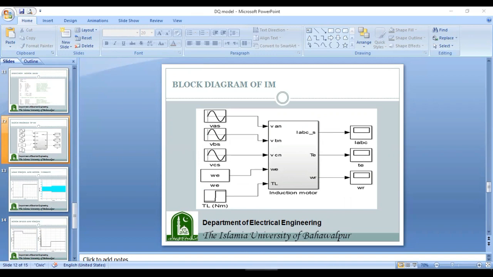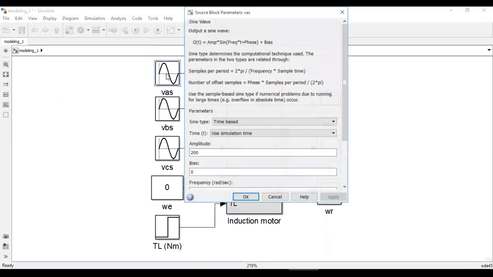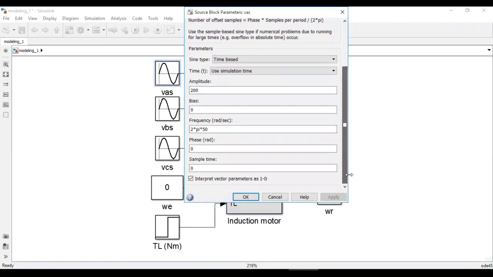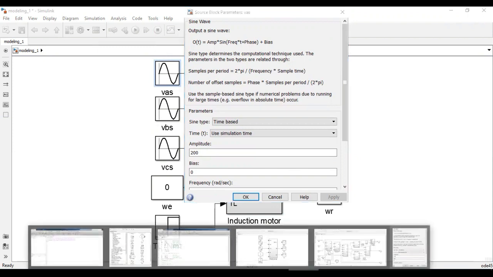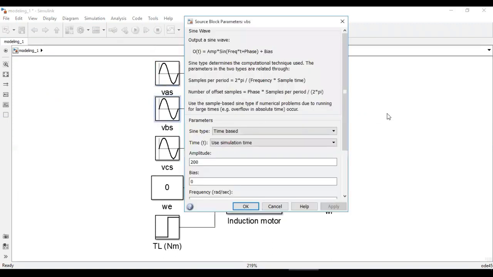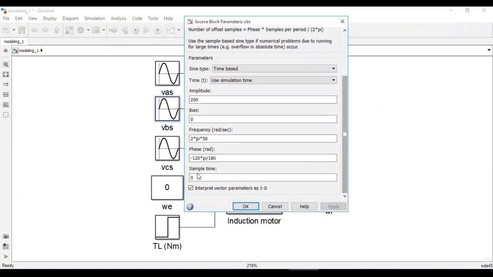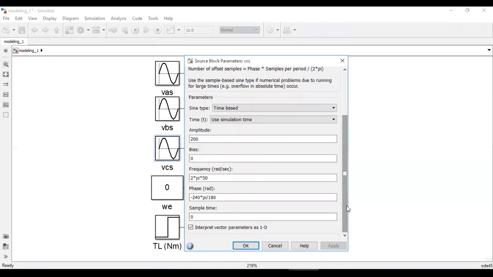So now I will show you the Simulink file of the induction motor, and here you can see these are the phase voltages. I will show you all the blocks so that you can simulate this model by yourself. So this is phase A. Similarly, this is phase B. It has a minus 120 degree phase shift. Similarly, this is phase C, and here you can see minus 240 degree phase shift is applied, but the amplitude is the same.